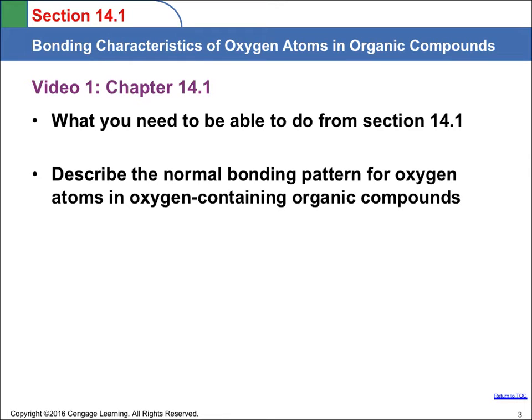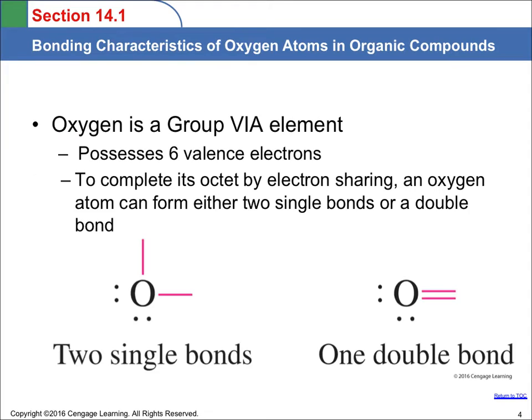In chapter 14, we're going to focus on what we call alcohols. So before we get into those specifically, we want to talk about oxygen and its normal bonding patterns and how we can put them into our organic compounds. So oxygen is in group 6.